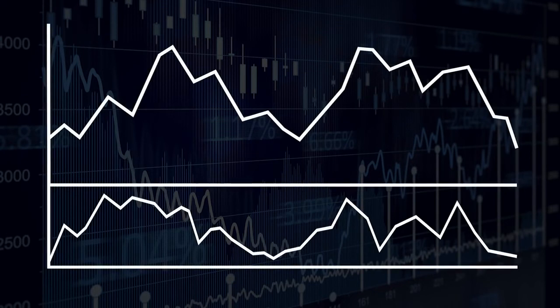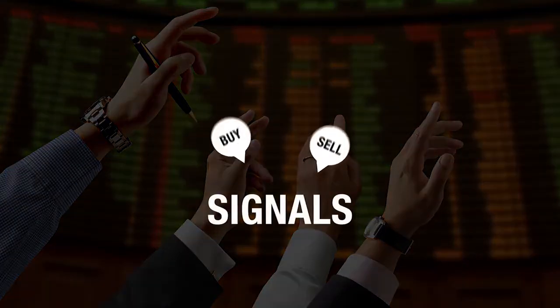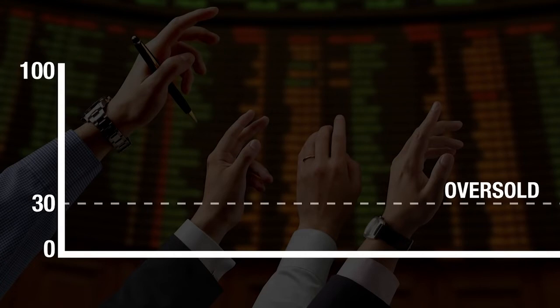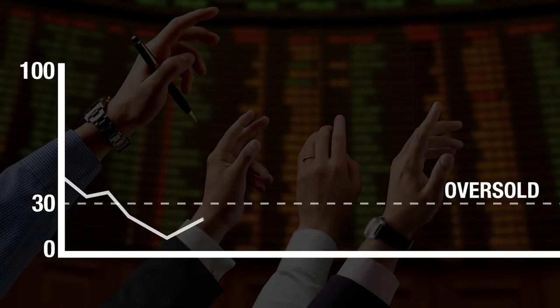Now that you know how to calculate RSI and how it measures momentum, let's look at how investors might use this indicator to identify potential trading signals. Some investors define oversold as an RSI value below 30. When RSI crosses back above 30, it generates what some tech traders generally see as a potential bullish entry signal.